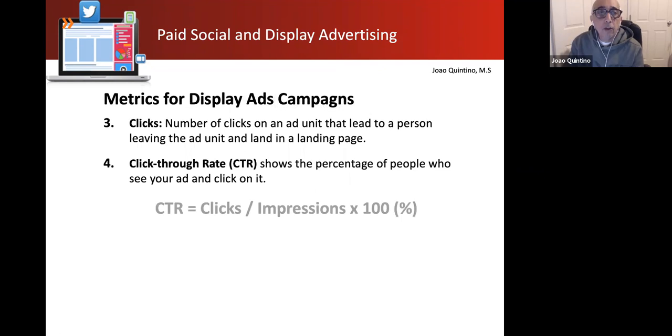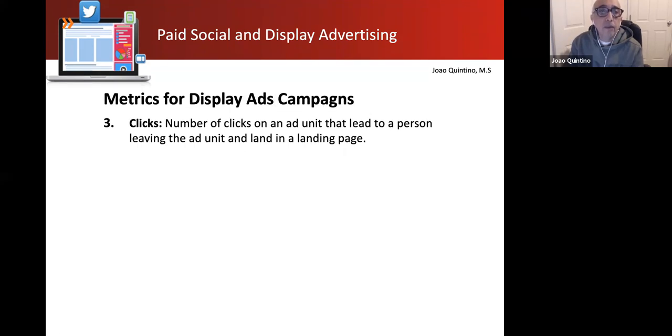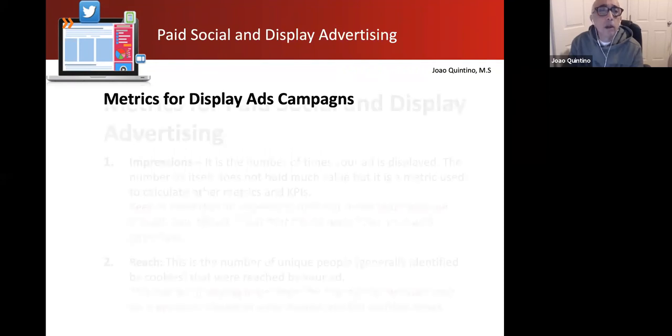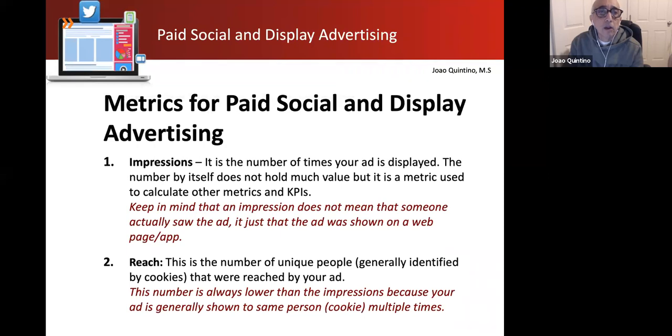So again, metrics, click-through rate, the same thing here. Because for all the paid social and paid search, the click-through rate is about the same: number of clicks divided by number of impressions times 100. Social media ads, the same thing here. Reach, here they know exactly who you are.